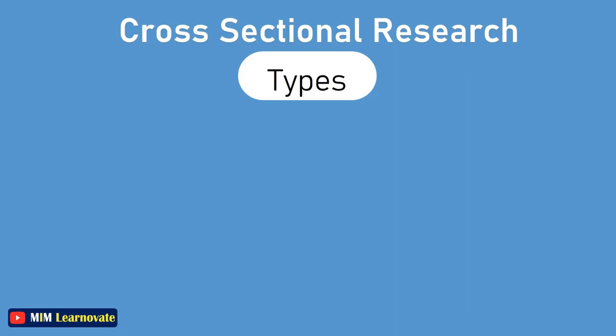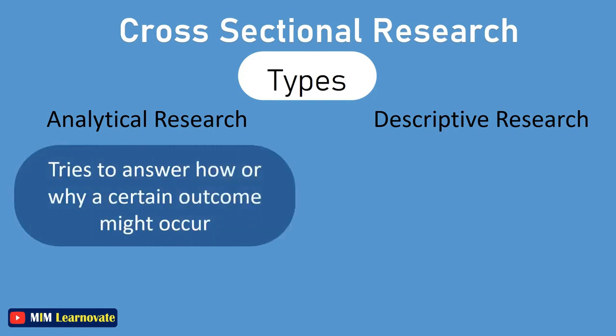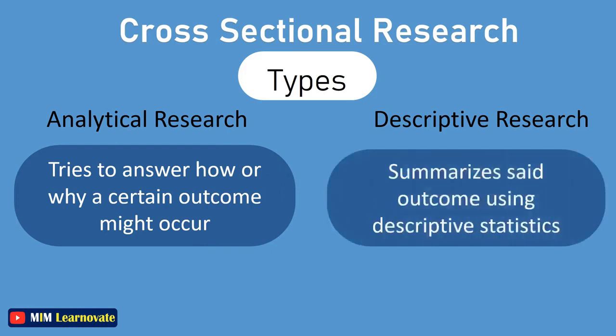Cross-sectional studies can be used for both analytical research and descriptive research. Analytical research tries to answer how or why a certain outcome might occur. Descriptive research only summarizes said outcome using descriptive statistics.